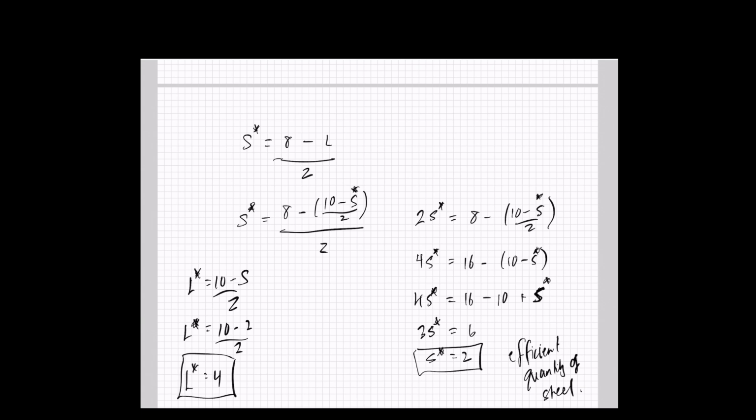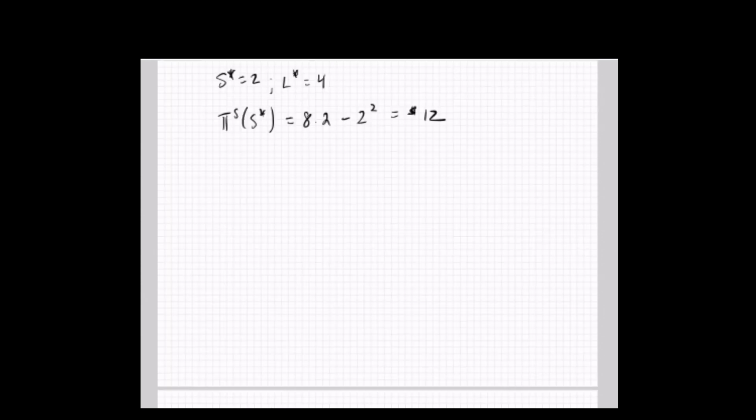All right, so we've got an increase in laundry production in the efficient solution and a decrease in steel. And let's look at how this affects profits. All right, finally, S star was 2 to remind you, L star equals 4. The profit level for the steel firm with S star is 8, price of 8 times quantity of 2 minus 2 squared. That's 12. Okay, so the steel firm has reduced its profit from 16 to 12.